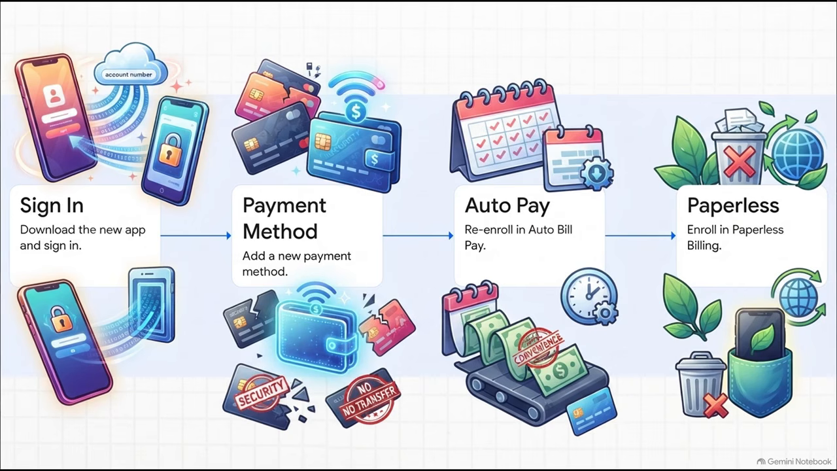So what are your actual action items once you use your account number to log in and download this fantastic new app? Well, here are your final steps. First, just sign in using your existing My Account credentials. Second, and please listen, this is a very important warning. You absolutely must add a new payment method because your saved credit cards from the old system will not transfer over for security reasons. Third, if you're someone who loves convenience, make sure you re-enroll in auto bill pay under the billing menu. And finally, go ahead and enroll in paperless billing to reduce waste, especially now that you have this powerful app right in your pocket.